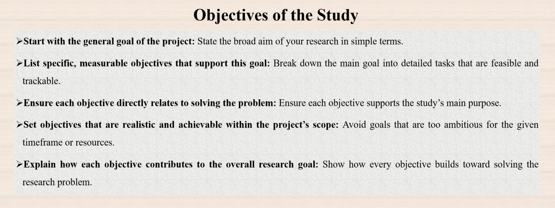Objectives of the study. Start with the general goal of the project. State the broad aim of your research in simple terms. List specific, measurable objectives that support this goal. Break down the main goal into detailed tasks that are feasible and trackable. Ensure each objective directly relates to solving the problem. Make sure each objective helps to achieve the main purpose of the study.